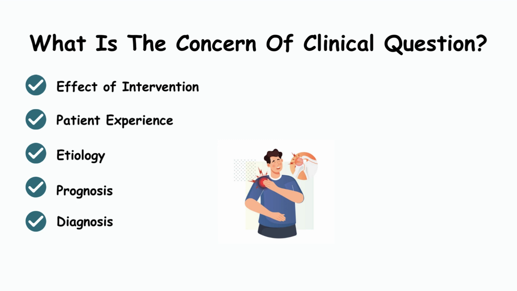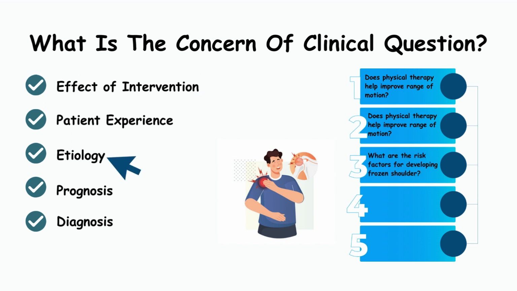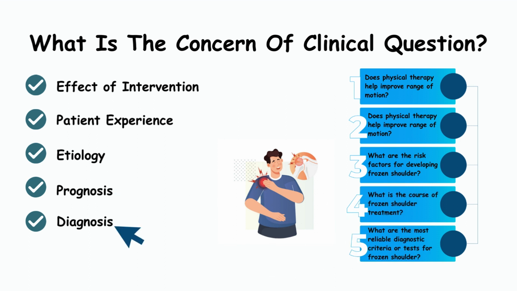So, the questions a physiotherapist can ask will be in the following order: does physical therapy help improve range of motion? Does the patient report pain relief and satisfaction? What are the risk factors for developing frozen shoulder? What is the course of frozen shoulder treatment? And what are the most reliable diagnostic criteria or tests for frozen shoulder?